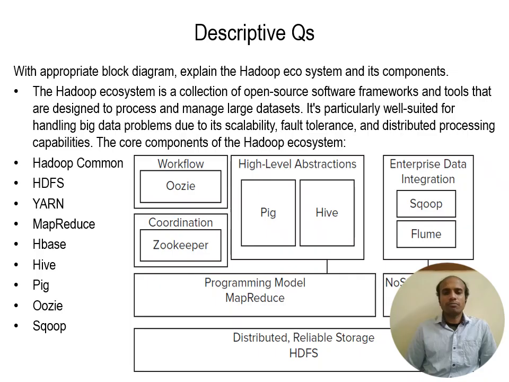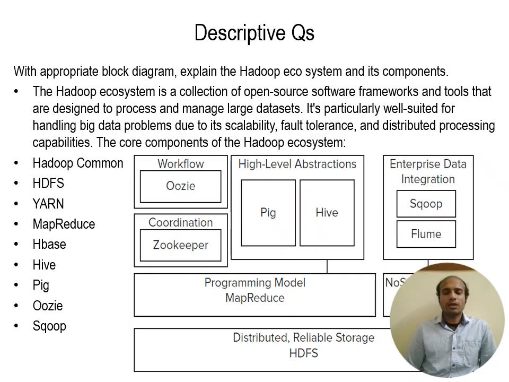Then we have MapReduce, the programming model. Then we have the NoSQL database, then enterprise data integration, and Flume is given. High level instructions, Pig, and Hive. Then the coordination. Then we have the workflow coordination in Zookeeper and the workflow, which is Oozie.